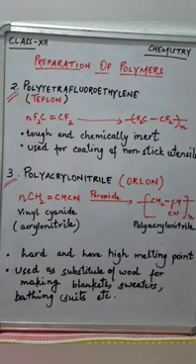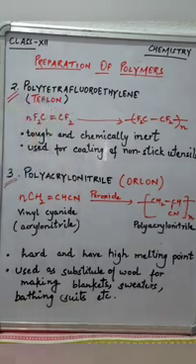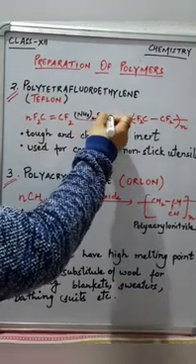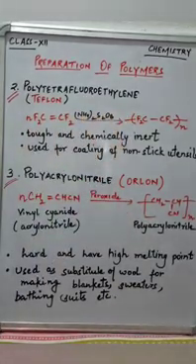Next polymer is polytetrafluoroethylene, also called Teflon. The monomer used for the preparation of Teflon is tetrafluoroethene. This is tetrafluoroethene. It is polymerized to get Teflon. The polymer which is formed is polytetrafluoroethylene, commonly known as Teflon. The catalyst which we are using for this polymerization is ammonium persulfate, (NH4)2S2O8. This is ammonium persulfate. The properties of this polymer are that it is tough and chemically inert.